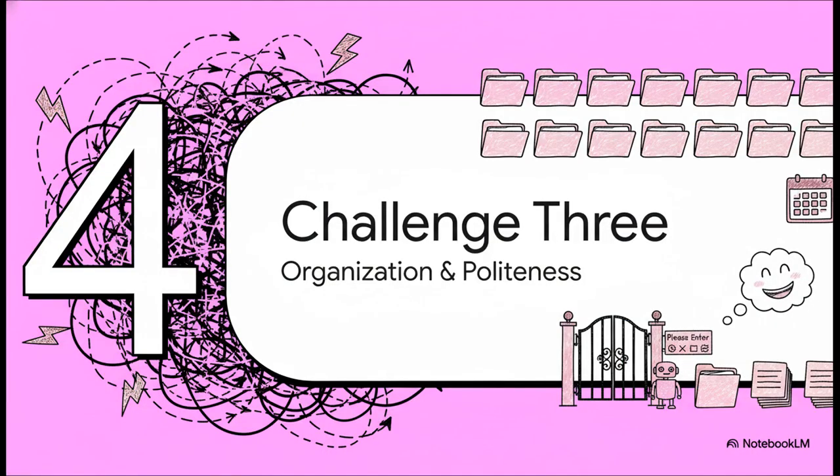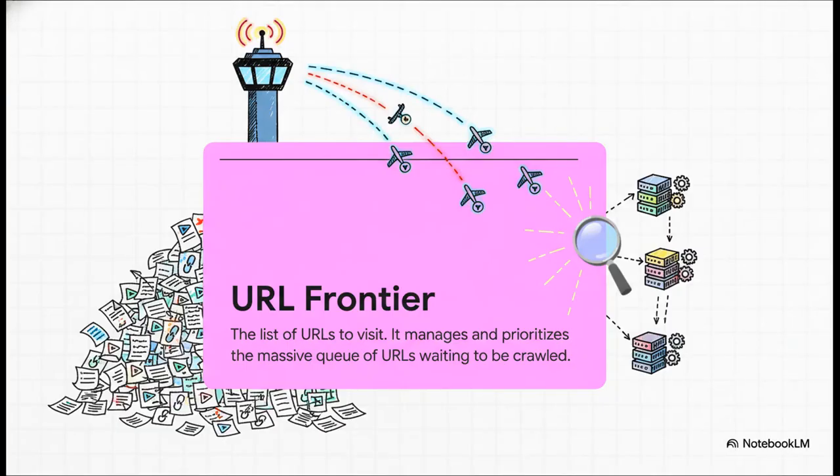But, as you can probably guess, having a massive, lightning-fast crawler creates a whole new set of problems. How do you manage all that power? And that brings us to our next big challenge: staying organized and, believe it or not, being polite. The key to staying organized is something called the URL frontier. The best way to think of it is as the air traffic controller for the entire operation.